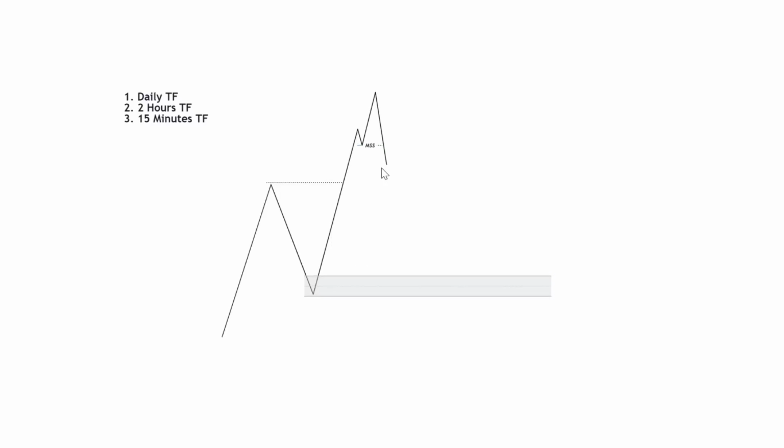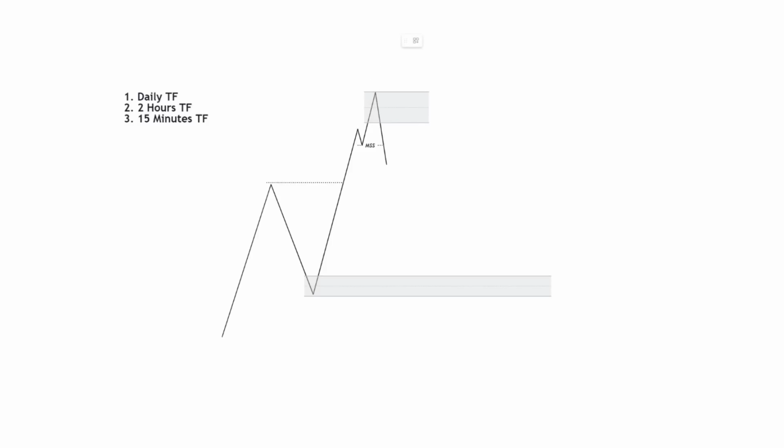So when we get this market structure shift, what are you going to anticipate? You're going to anticipate that price is going to react from maybe a supply zone at this area. Your expectation is that price is going to react to this zone and push to the downside. Now why are we looking to trade from this particular zone?